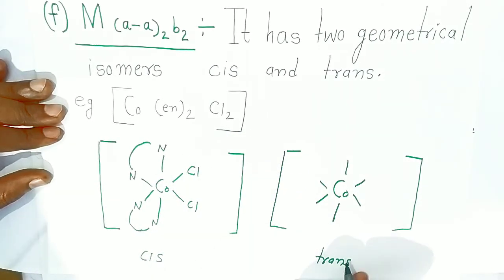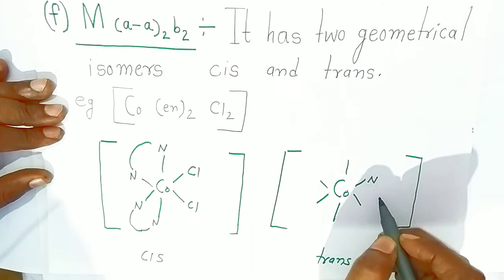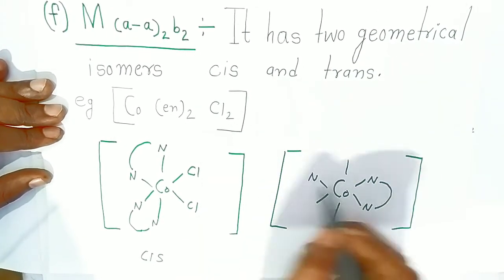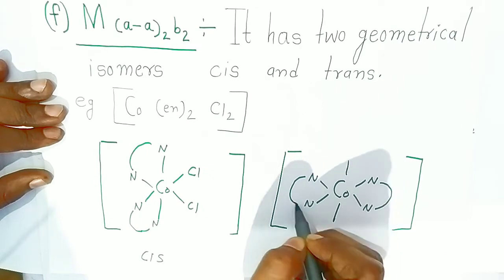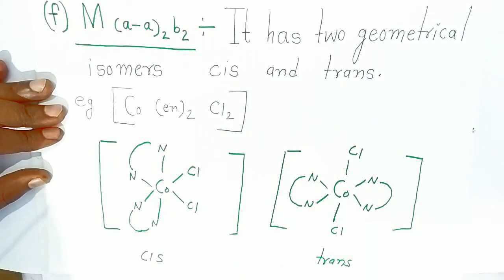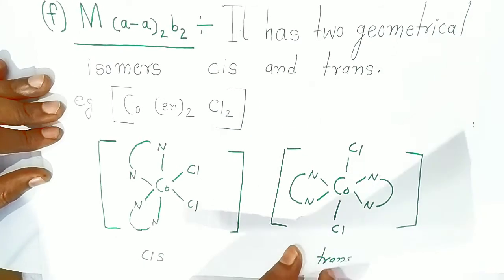Now students, what happens in trans? If you are putting nitrogen of the ethylene diamine here, this is the bidentate ligand. If you are putting here, and then opposite to it you have to put the bidentate ligand. And here chloride, this side will also be covered. This way you have to write down the cis and trans structure of this type of octahedral complex students.